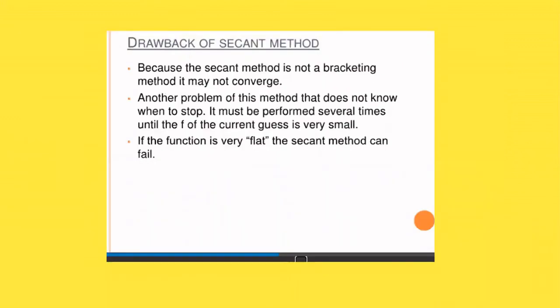The drawback of the secant method is that, because it is not a bracketing method, it may not converge. Another problem of this method is that it does not know when to stop. It must be performed several times until the current guess is very small. If the function is very flat, the secant method can fail. So these are the disadvantages of secant method.